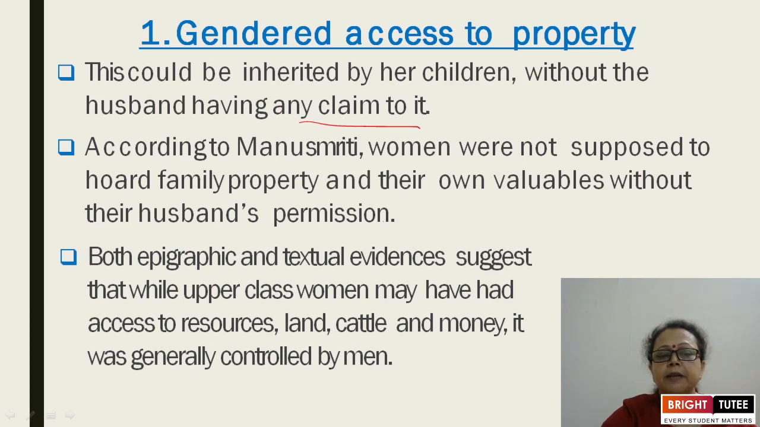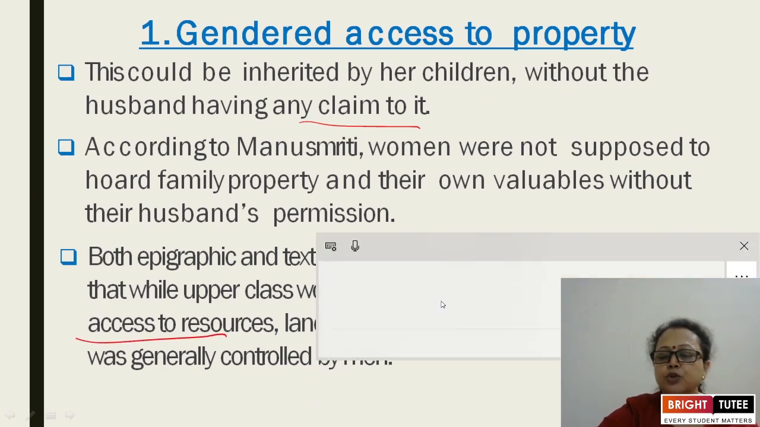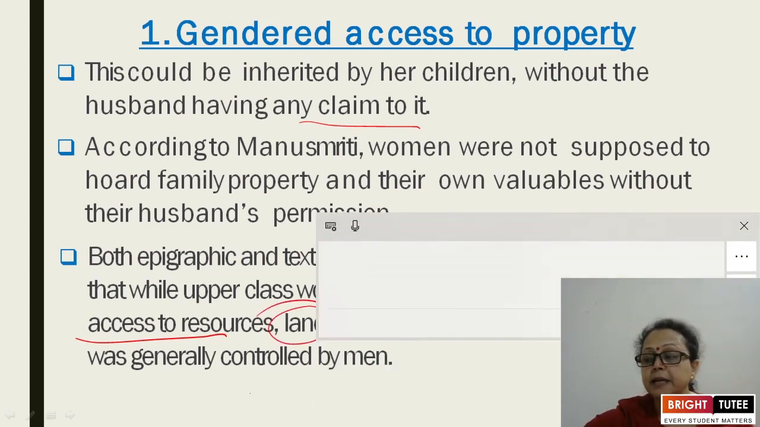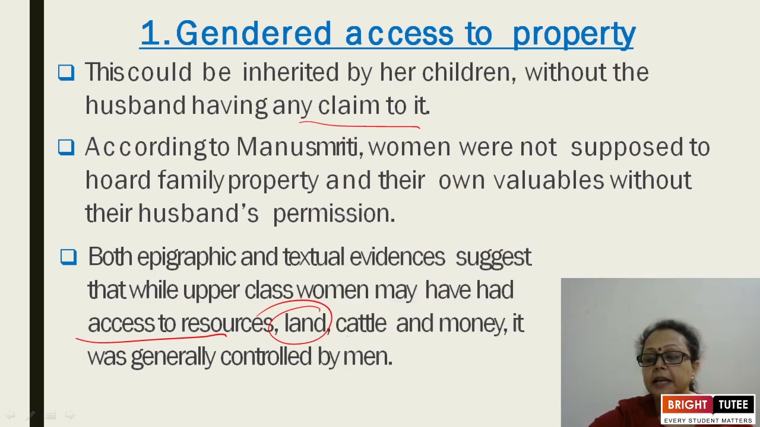Both epigraphic and textual evidence suggest that while upper class women may have had access to resources, now the class distinction is also there. Upper class women had access; land could also be controlled by them. Then cattle and money were generally controlled by men.